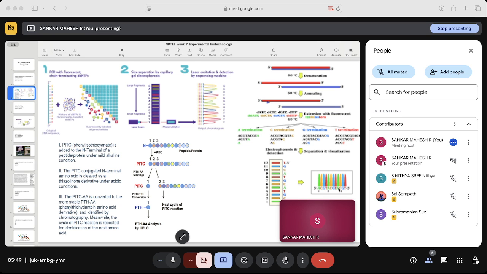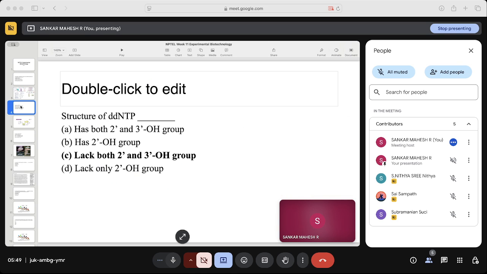So four different reactions are done. In each of these, you have all the four deoxynucleotides and one of the other. So, for example, in this case where A termination is there, you will have DATP, DCTP, DGTP, and DTTP. And if you have DATP, what will happen is at different positions it will terminate. And when you run this on a gel, you will get bands accordingly. So based on this, we will be able to get a sequence.